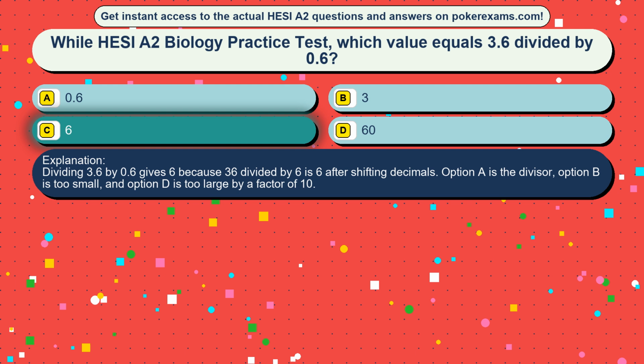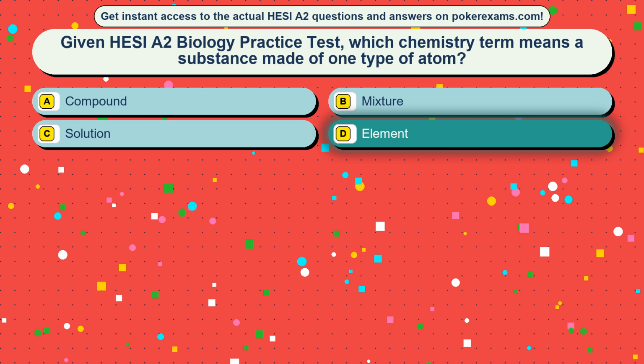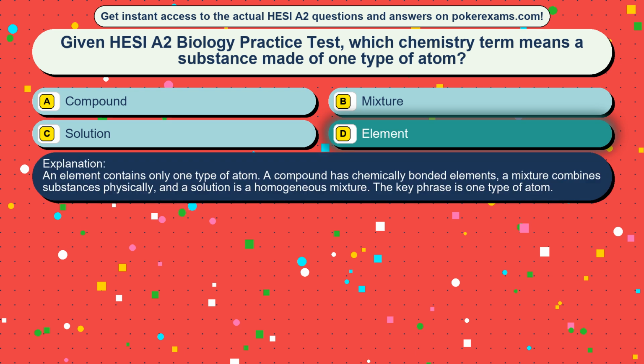Question 18. Given HESI A2 Biology practice test, which chemistry term means a substance made of one type of atom? Option A compound, option B mixture, option C solution, option D element. The correct answer is option D, element. An element contains only one type of atom. A compound has chemically bonded elements, a mixture combines substances physically, and a solution is a homogeneous mixture. The key phrase is one type of atom.